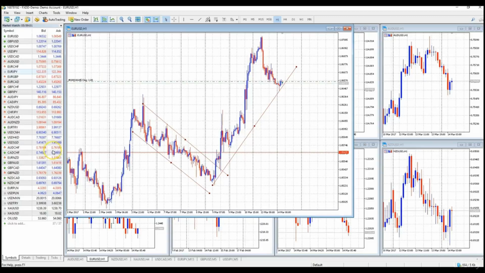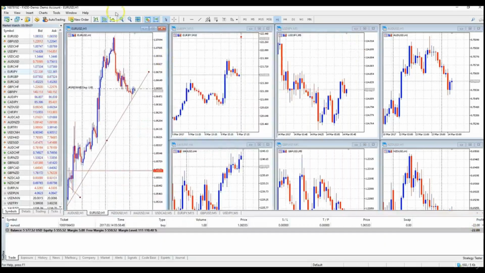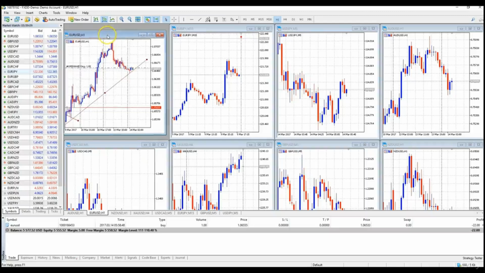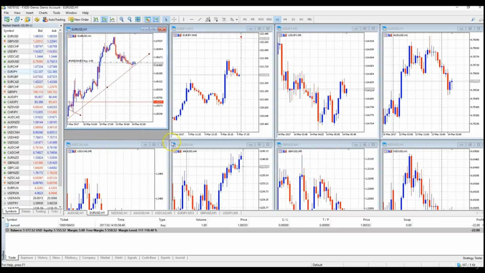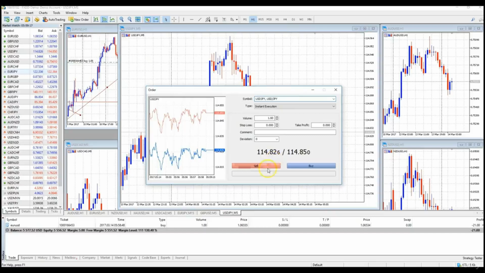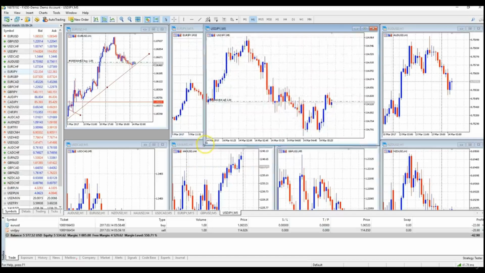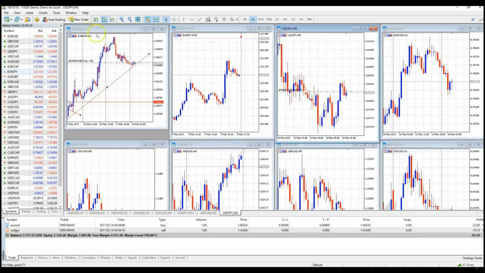Let me go ahead and close that trade out. Actually, I'll keep that open for the time being just to see what happens. And if I were to go short, let's pick USD yen. I'm going to go short this pair right now. I just sell it. So now I'm short selling USD yen. So I'm short USD yen and I'm long Euro USD.